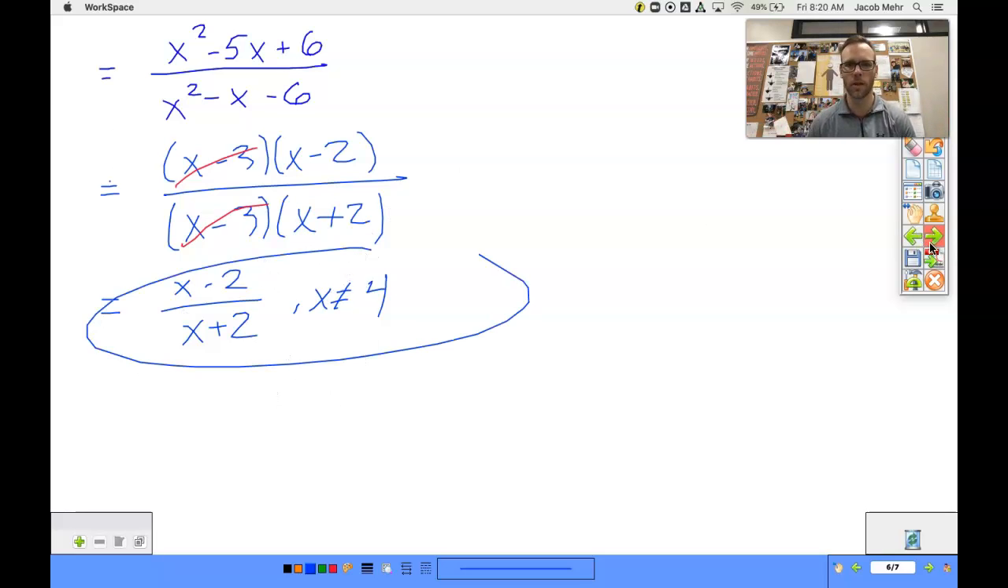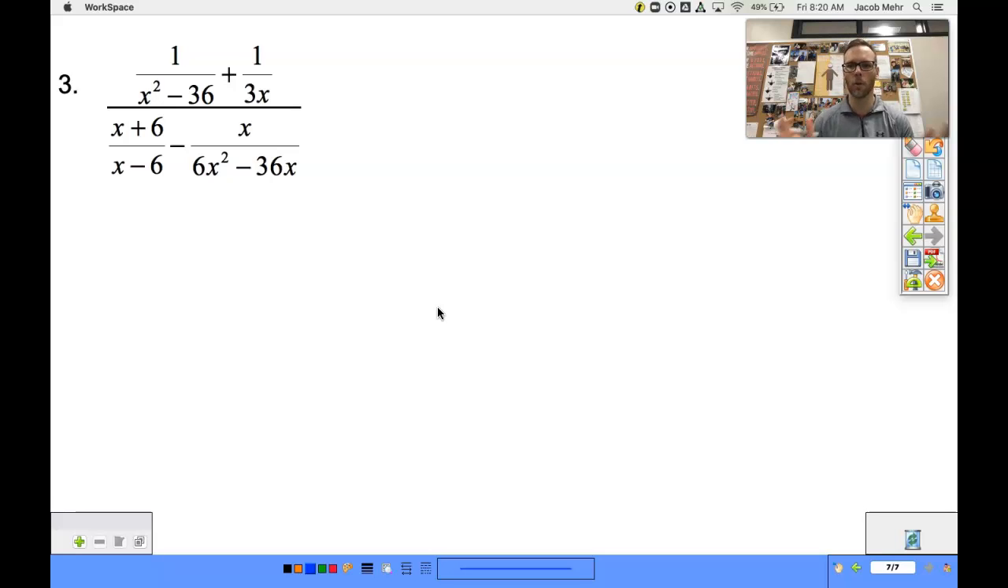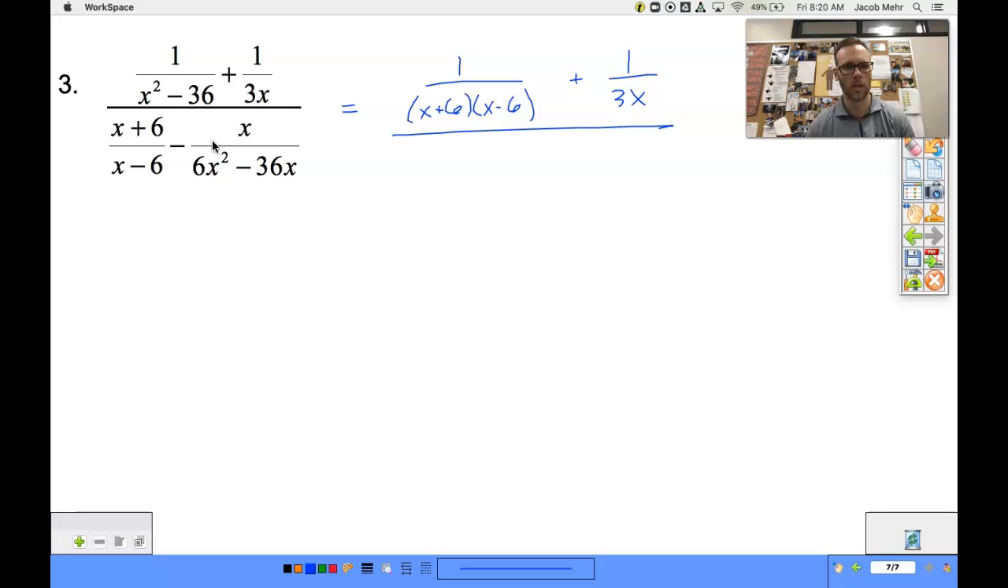All right, let's look at one more. All right, here we go, big one. Okay, so taking a look at here, first step, we need to factor. This is x plus 6, x minus 6. No factoring to do on this one. And this is x over, let's factor out a 6x. There we go.